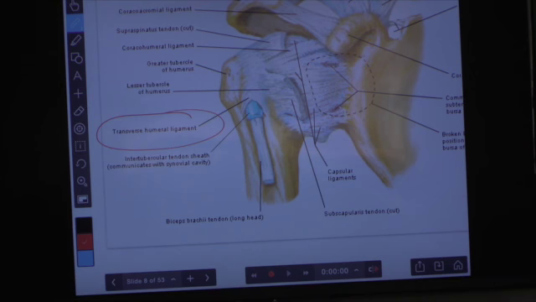The long head of the triceps divides teres minor from teres major. Teres minor is posterior, teres major is anterior. So if this was the long head of the triceps, teres minor is this way, teres major is this side. That's the difference between them.